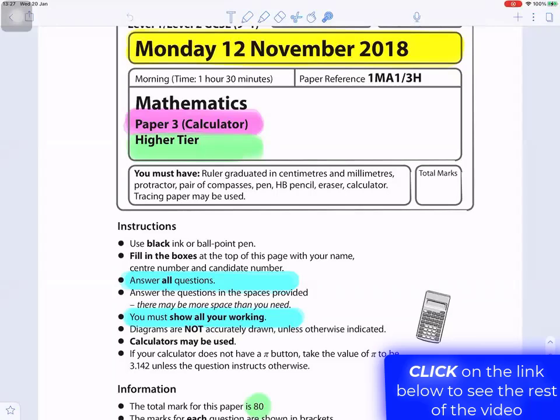Monday, 12 November 2018. Mathematics paper 3, higher tier. Answer all questions. You must show all your working. The total mark for this paper is 80.